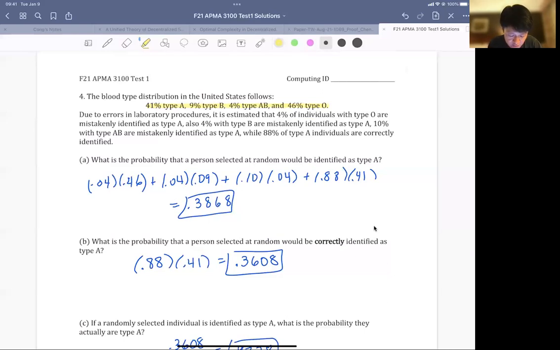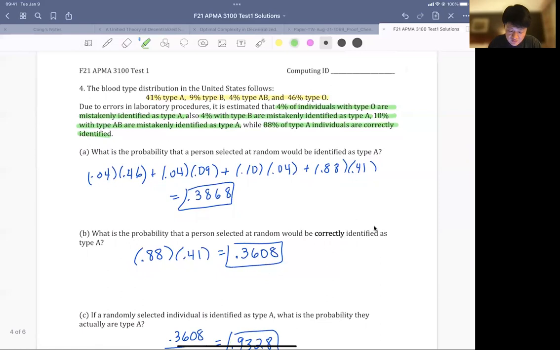Then the next sentence says that due to errors in the laboratory procedures, 4% of individuals with type O are mistakenly identified as type A, okay? 4% with type B are mistakenly identified as type A. 10% of AB are mistakenly identified as type A, and 88% of type A are correctly identified, which means they're also identified as type A, okay?